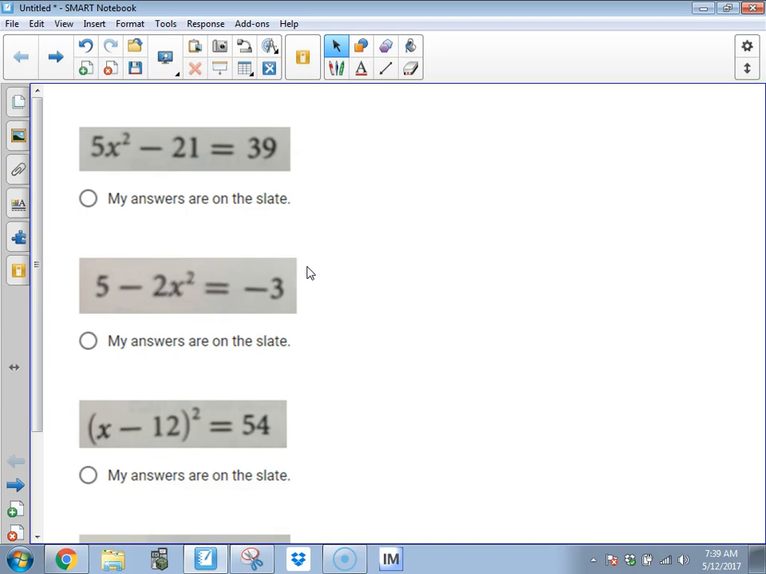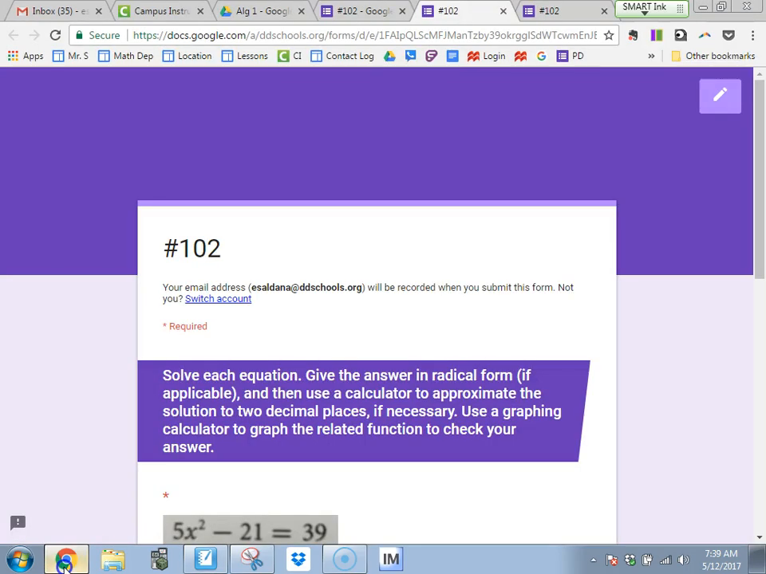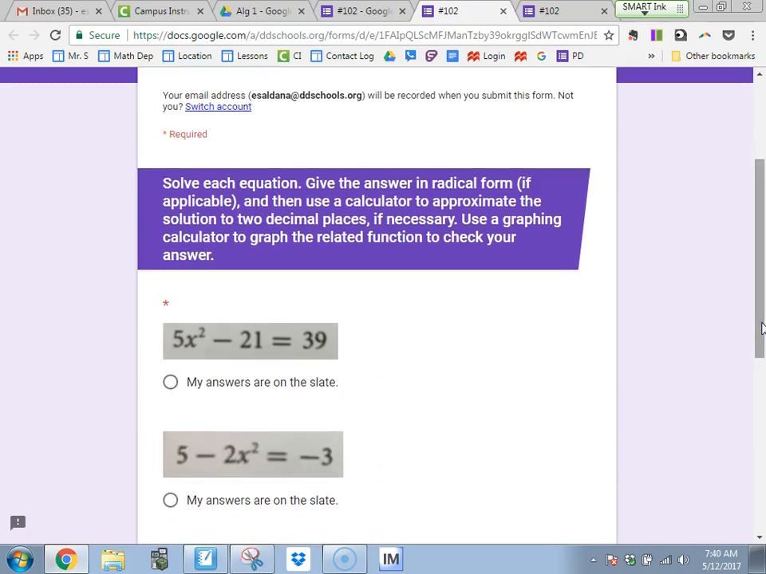When you do these quizzes, you'll notice that each problem sometimes has up to 4 different boxes, up to 4 different answers. And I want to walk through why there's so many different boxes that you have to fill in. So with the first problem, and actually I should refer to the directions for this. It says solve the equation, give the answer in radical form, if applicable, and then use a calculator to approximate the solution to 2 decimal places, if necessary.